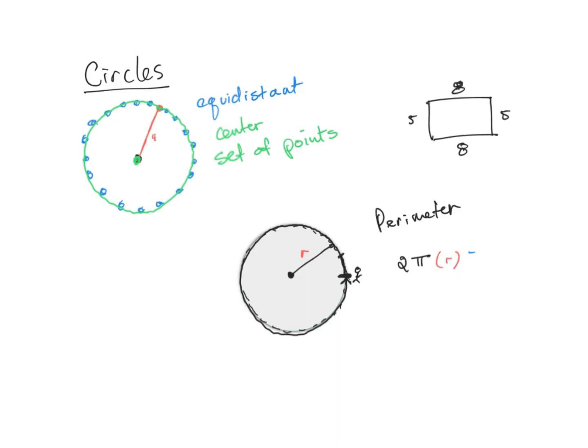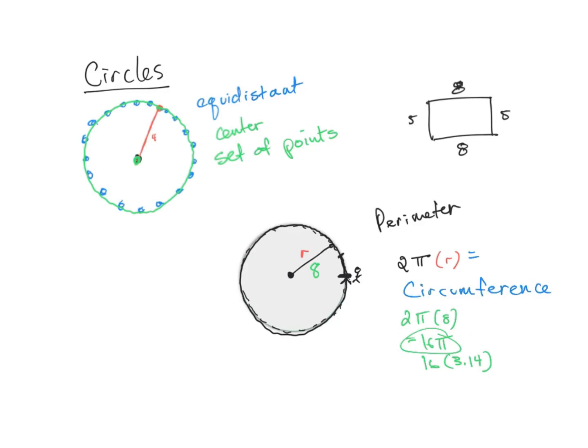Let me put that down here so you can see it. This is basically the circle's version of a perimeter. And the one thing to understand is that in order to solve for that, let's say my radius is 8, I would do 2 times pi times 8, and I would get 16 pi. And if I wanted a numerical version of this, I could just multiply by 3.14.